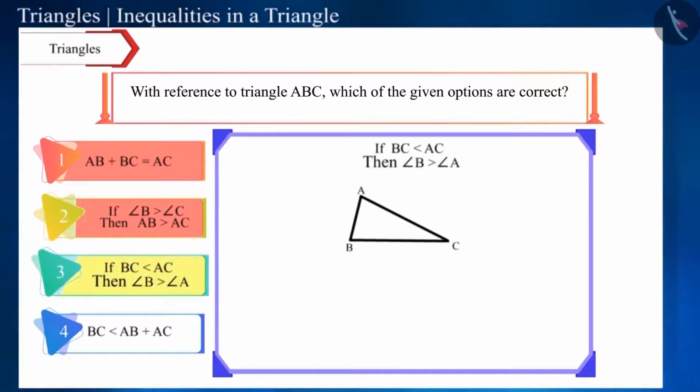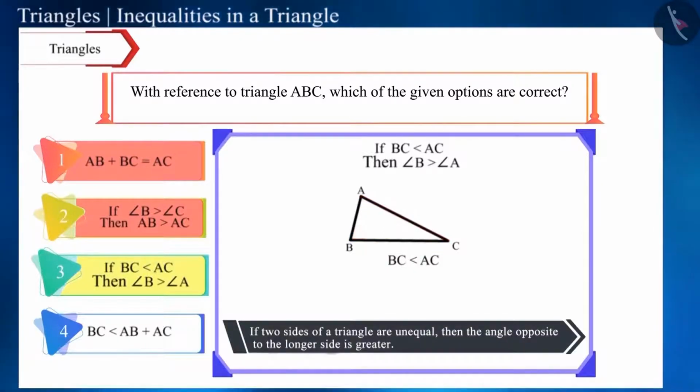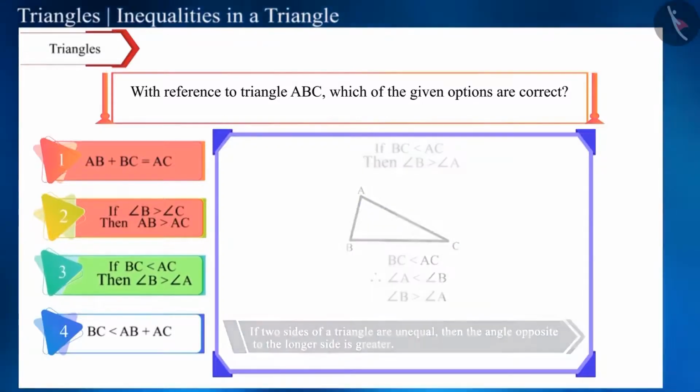Now let's move to the next option. Here, side BC is smaller than side AC. That is, the angle opposite to side BC will be smaller than the angle opposite to the side AC, which means angle A will be smaller than angle B. Or in other words, angle B will be greater than angle A. Therefore, this option is correct.